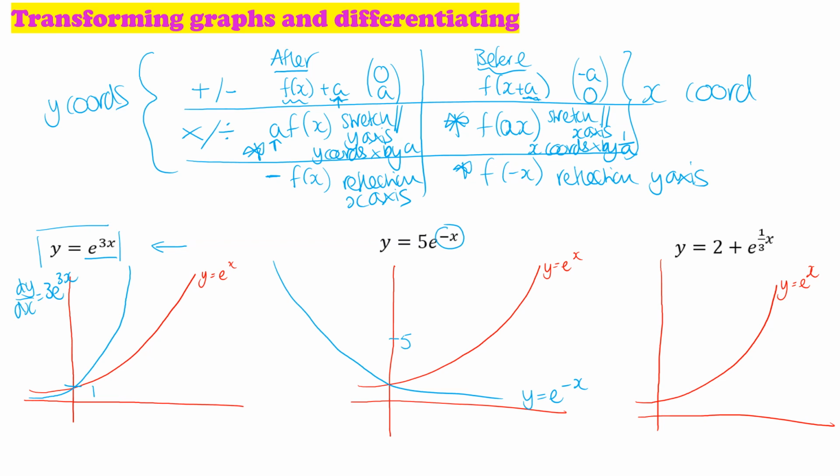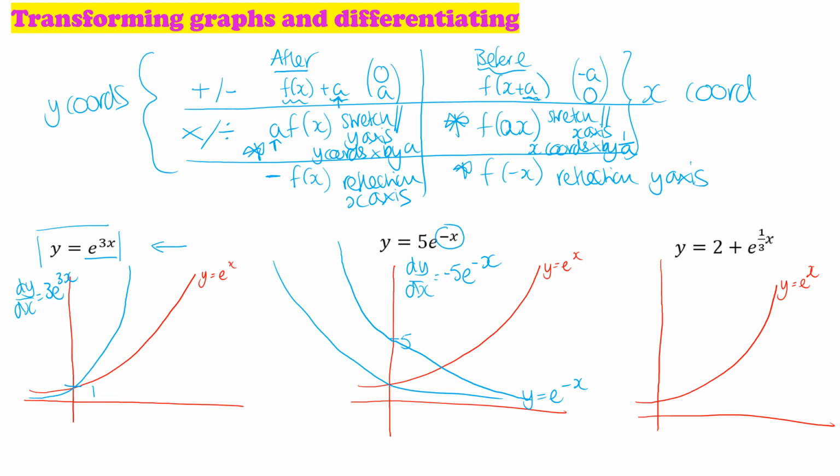So it's going to be steeper. It's going to come down, and again it's going to approach the x-axis, but the x-axis is an asymptote. If we want to differentiate that one, then the 5 is just going to join in, the minus is going to come down, so it'll be minus 5e to the minus x.